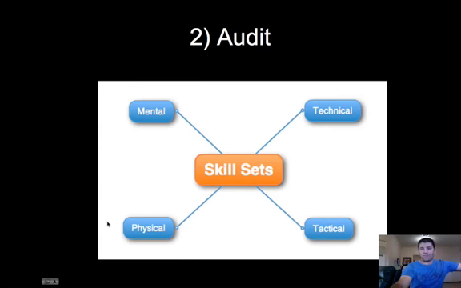So then the second step we said is to audit the system. What skills are going to be required? What specific skills for this system are going to be required to execute it well? And breaking that down into 4 areas or groups.